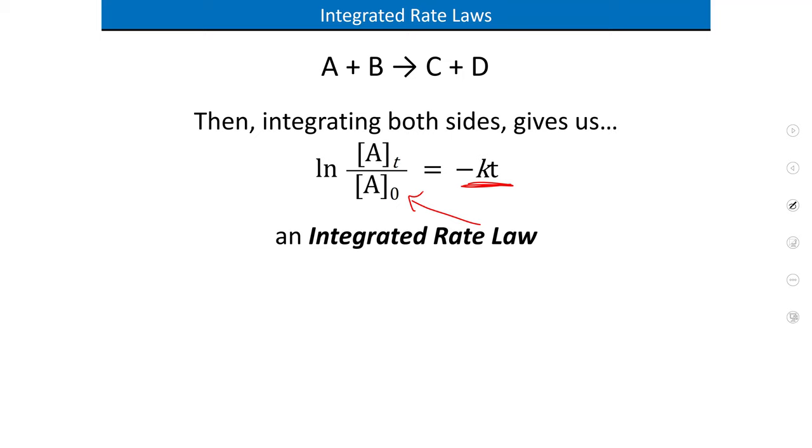We also need to know the rate constant, right? We need to know a little bit more information. And we also need to know that the reaction is first order.